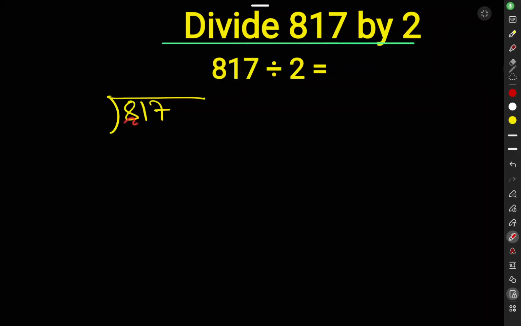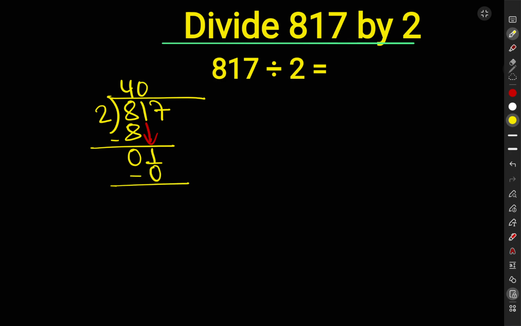Here we divide 817 by 2 in a long division method. So 2 times 4 is 8. On subtracting we get 0. So now we put down this 1 and 2 times 0 is 0.